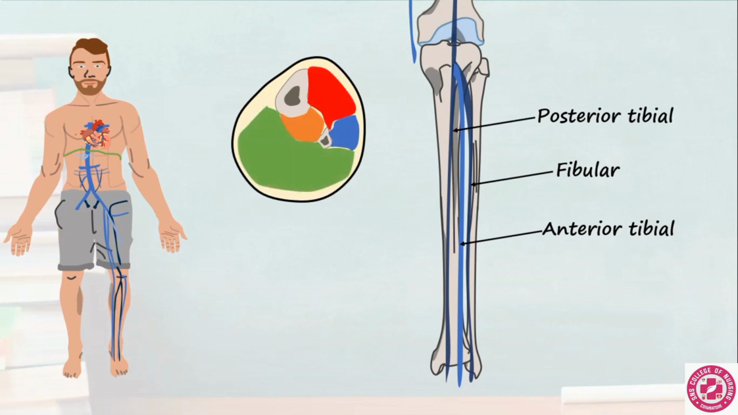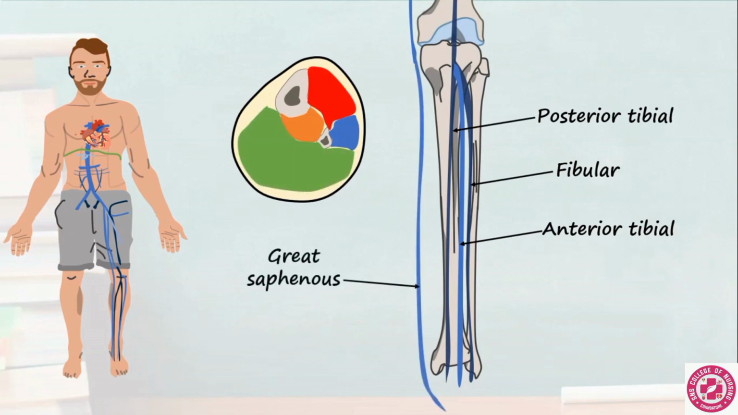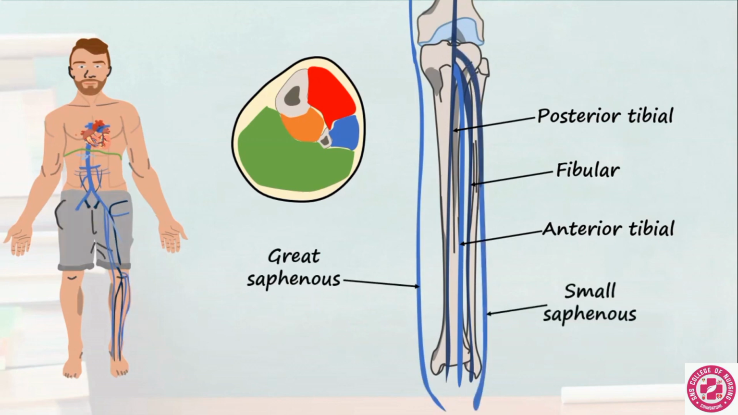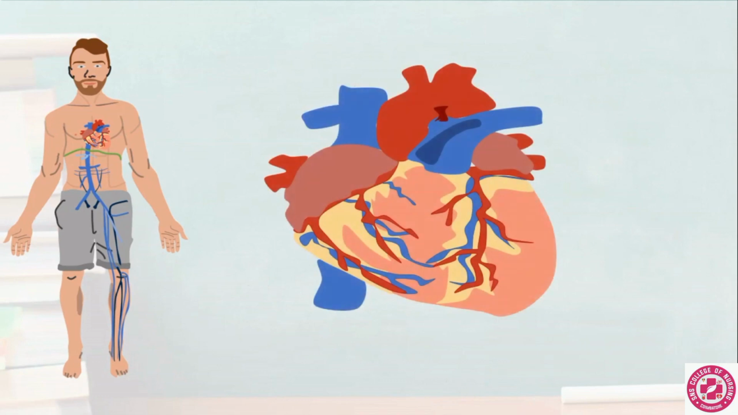Additionally, in this area, we have the rest of the great saphenous vein, which passes anterior to the medial malleolus of the ankle. We also have the small saphenous vein, which travels up the lateral leg from posterior to the lateral malleolus to the popliteal vein. I remember that the great saphenous is on the inside of your leg because it's so great you need to protect it. Okay, let's go all the way back up to the heart.